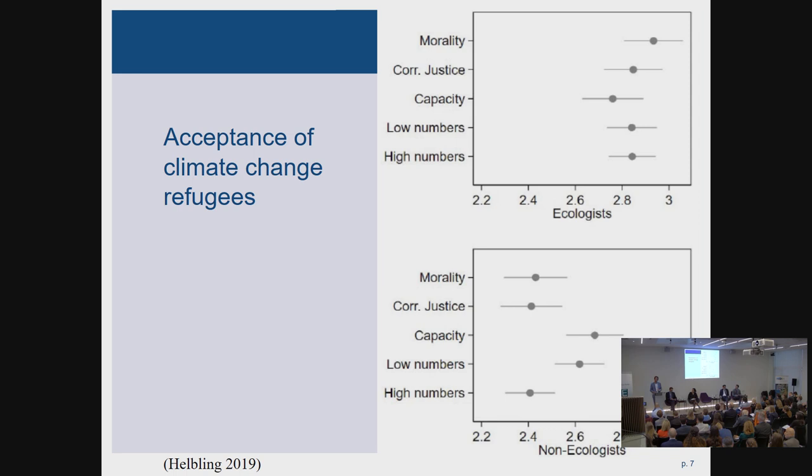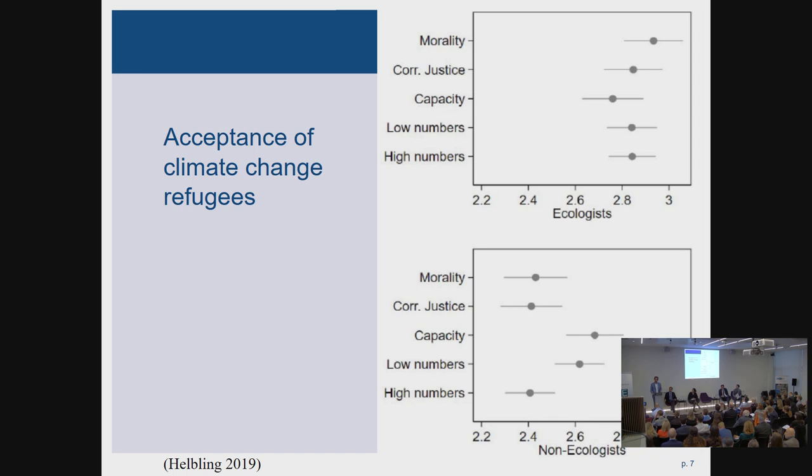And then I also differentiate between provided different information on whether we might expect a high number or a low number of climate change refugees in the future, and to see how people react towards these different arguments. And you see among the left-wing ecologists, all these arguments do not really matter. They're all in favor to accept climate change refugees.